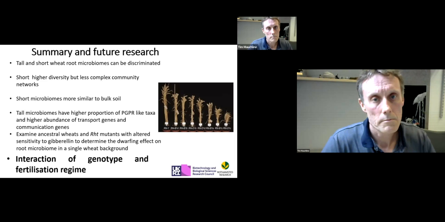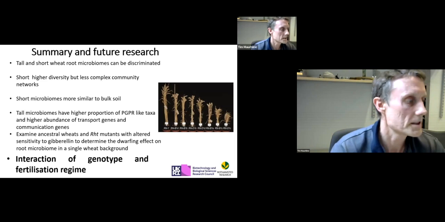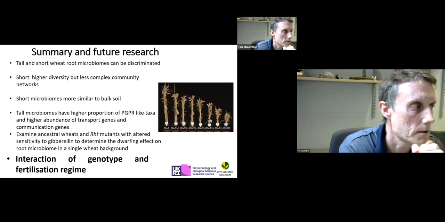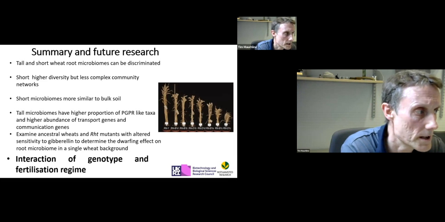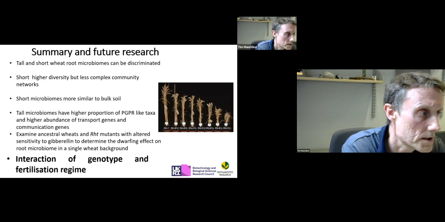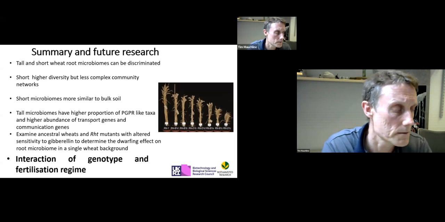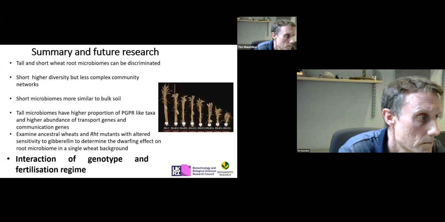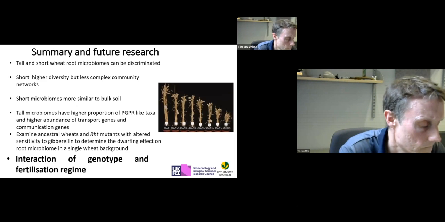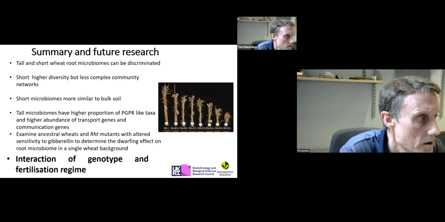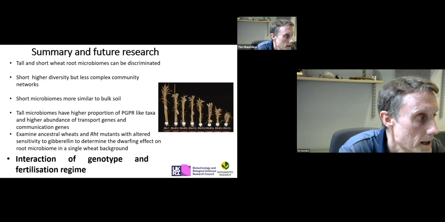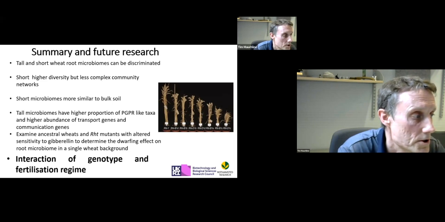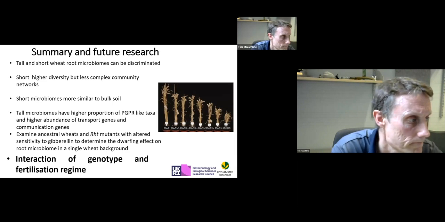So I'm just going to bring to an end this part of the work, really. This was just to say that the tall and short wheat microbiomes can be discriminated. The short cultivars have a higher diversity but less complex community networks. The short microbiomes are more similar to the bulk soil. Tall microbiomes have higher proportions of PGPR-like taxa and a higher abundance of transport genes and communication genes.